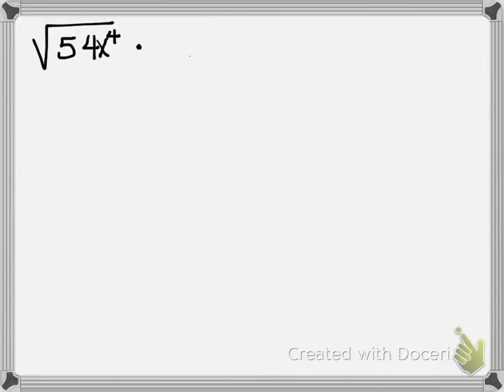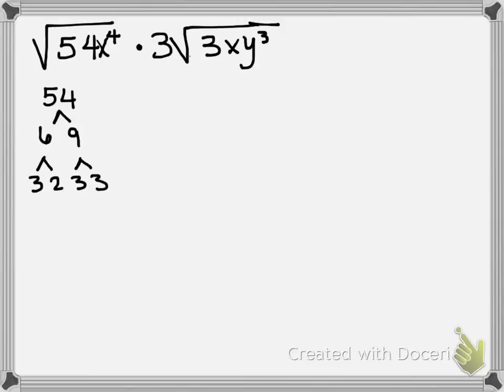Now let us look at the following, where it contains a variable. The square root of 54x to the 4th times 3 the square root of 3xy cubed. The first one doesn't seem to have a coefficient, but the coefficient is there. It is 1. So we're going to break 54 down, and we have 3, 2, 3, 3. But remember, x to the 4th indicates there are 4 x's. On the second radicand, we only have 3. We cannot break down 3. And the variables, we have 1 x and 3 y's.